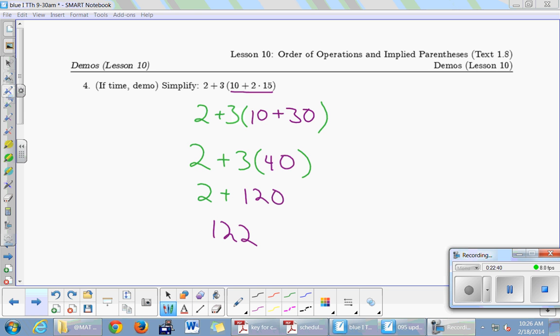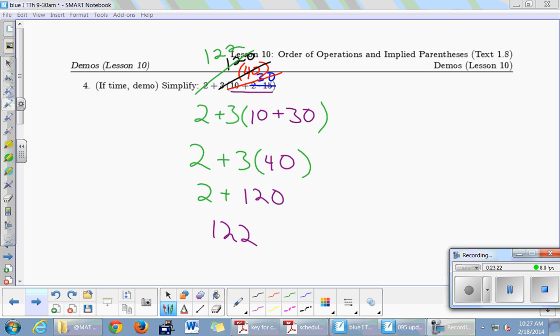If you don't want to put all the details and you just want to write a shorthand kind of thing, here's what you can do. You can look at this problem and say, okay, first thing I need is parentheses. Inside of there, it's multiplication. So cross off the 2 and the 15 and make it a 30. That's the first step. And the next step is the 10 plus 30. I'm going to change colors here. Cross off 10 plus 30 and put 40. And then the 3 times 40 goes next, and that's a 120. And then 2 plus 120 is 122.